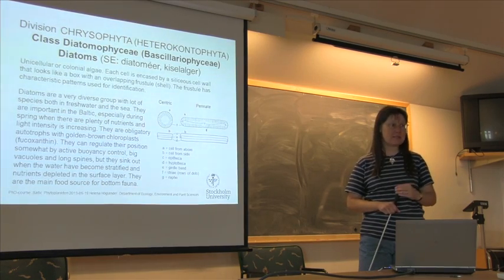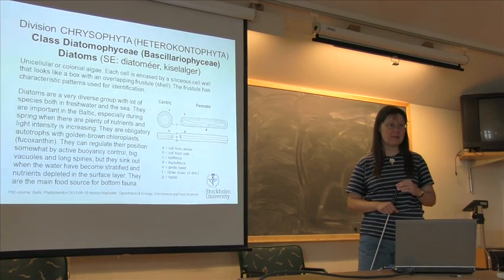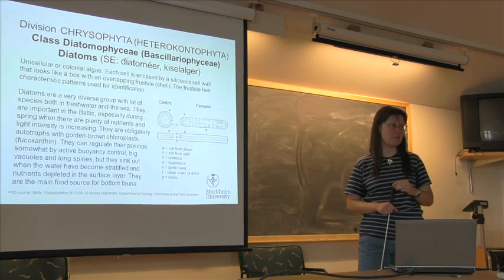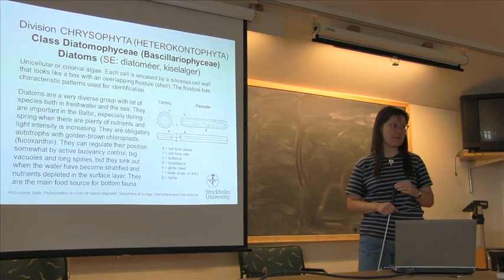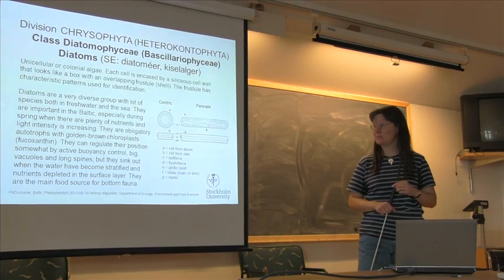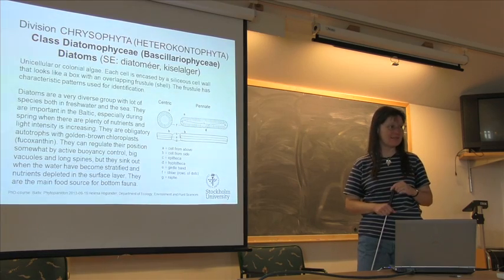When the water is stabilizing during the spring, they usually settle down to the bottom, and the diatoms are actually the most important nutrient source for the benthic fauna. So what occurs in the upper parts is important for the benthic.